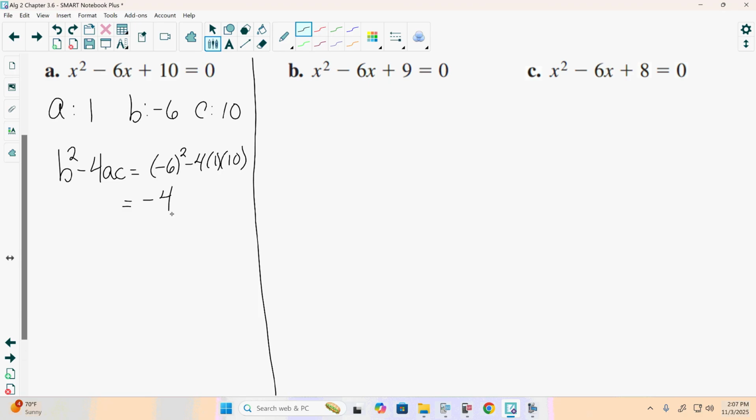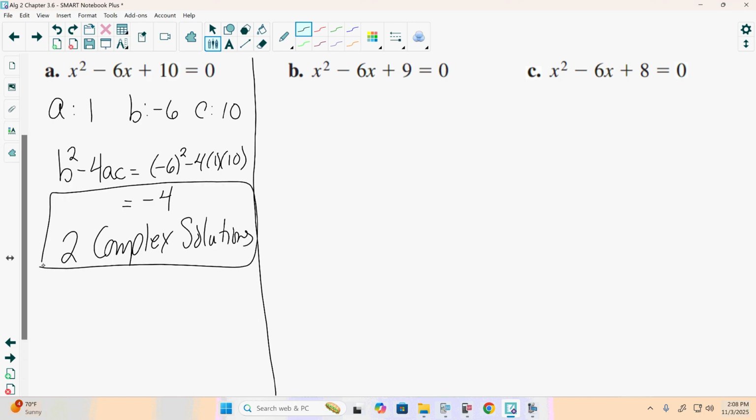So the value of the discriminant is negative 4. Is that greater than 0, less than 0, or equal to 0? Since it is less than 0, we have two complex solutions. And that's it. It's not asking us to solve because it asked for the value of the discriminant, which is negative 4. The number of solutions that we have is 2, and their type is complex. That's it.